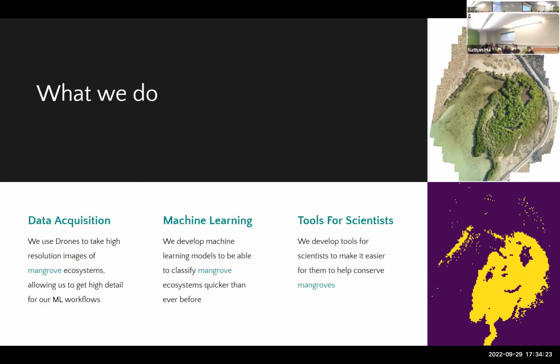In addition, we also develop machine learning models to actually figure out where these mangrove ecosystems are. So imagine if you were looking at all these images, trying to decide what tree is mangrove, what isn't. You can't be very good at it, and it takes a really long time. So machine learning algorithms make that a lot easier. And also we make tools for scientists to make it easier for them to conserve mangroves and do this type of technological thing without having to get a master's degree and spend 7 years in school like I have. So next slide.